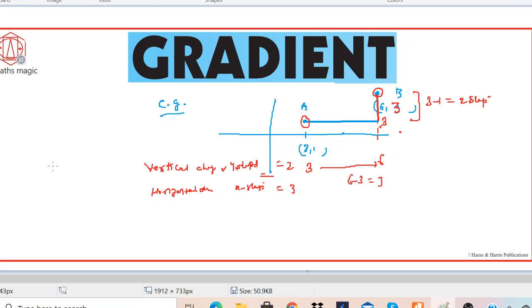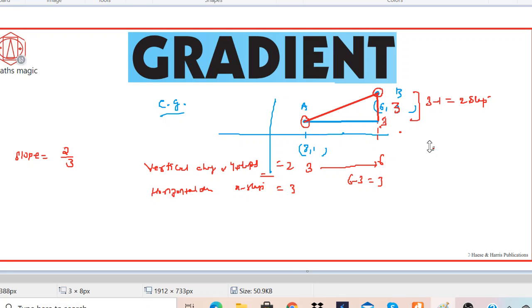Now we have to calculate the slope. So the slope or gradient for this particular line AB is going to be 2 upon 3. I had not completed this line: we are looking for the slope of this line AB, or line segment AB. Got it?